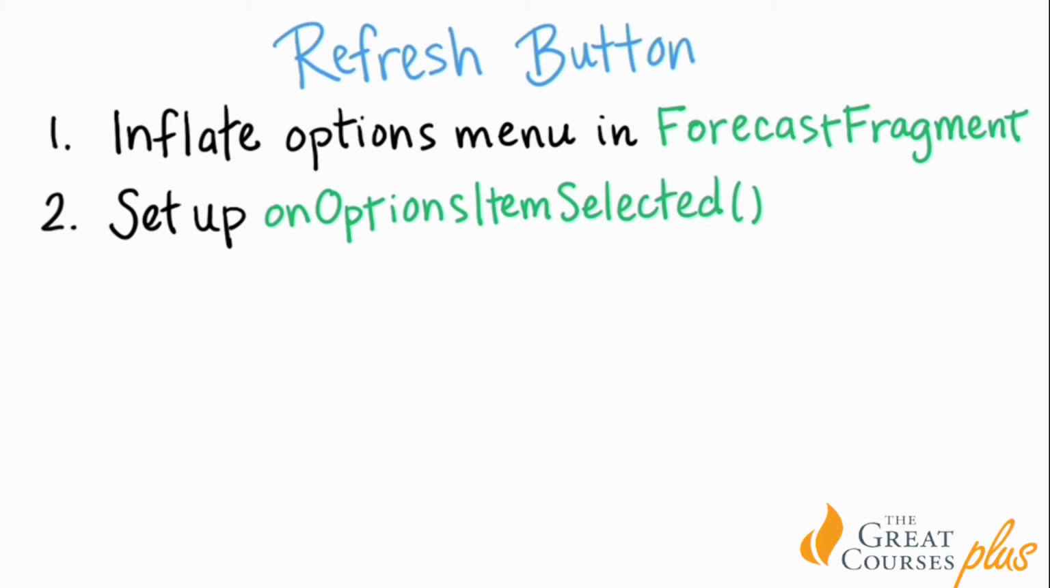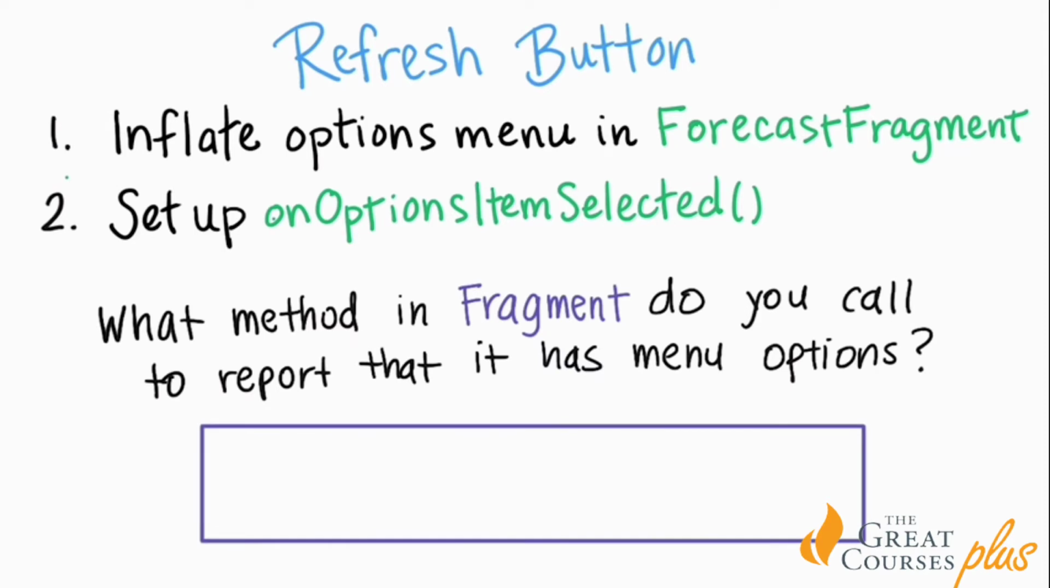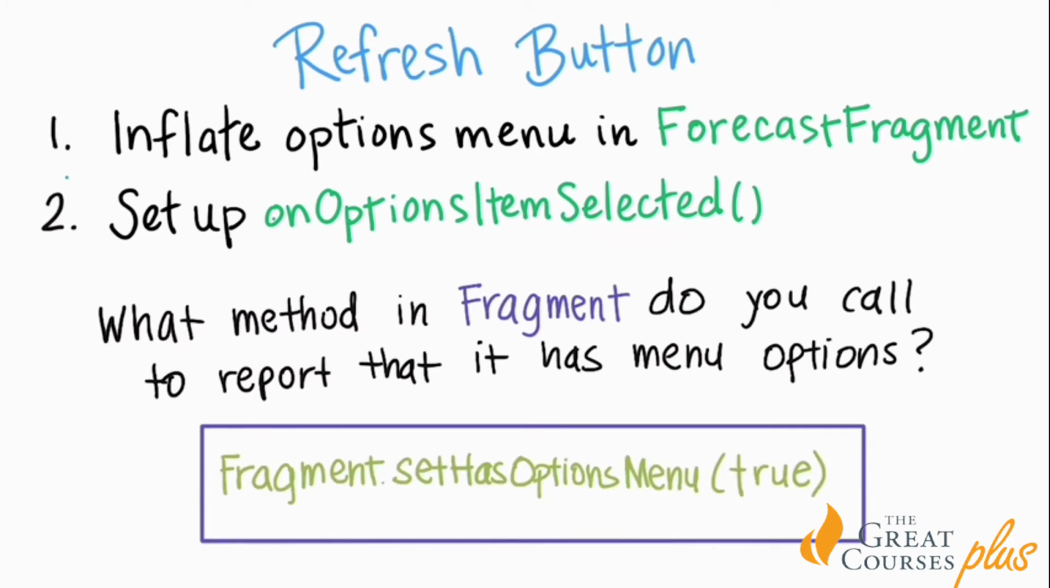If you get stuck and don't see the menu item appear, try to answer this question first. What fragment method do you need to call in order to report that it has menu options to display? The solution is that we need to call fragment.setHasOptionsMenu true. That way we'll get appropriate options menu callback methods in the fragment so that we can inflate the menu and for when a menu item is selected.